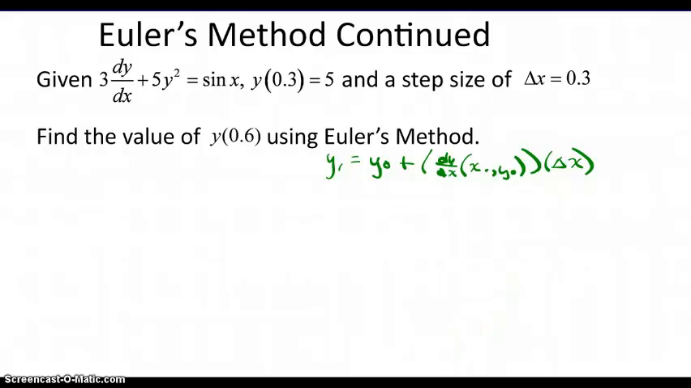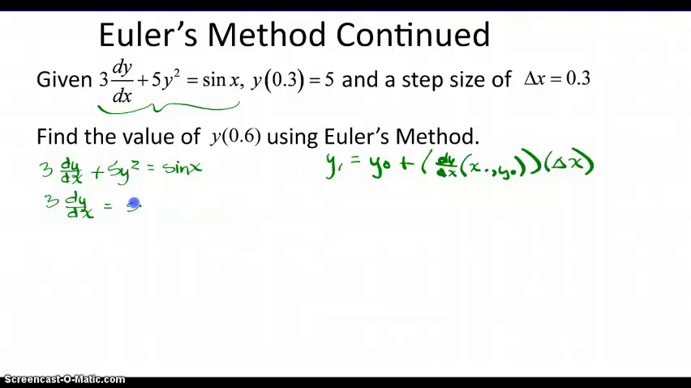All right, so let's go about answering this question. There are some differences here, and this is why I use this example, because we're not out and out given dy dx. We're kind of given an implicit relationship, but we can definitely solve that for dy dx. So 3 times dy dx plus 5y squared equals the sine of x. We can solve that for dy dx. It's just some algebra steps up front.